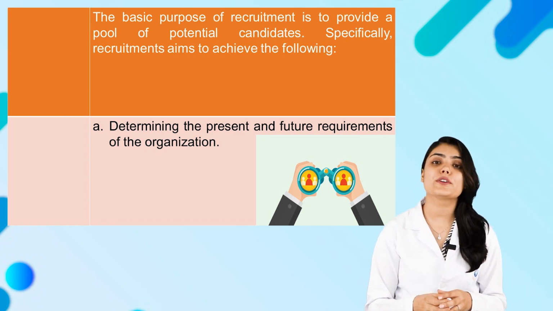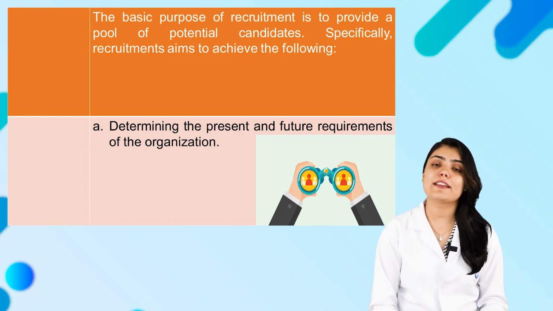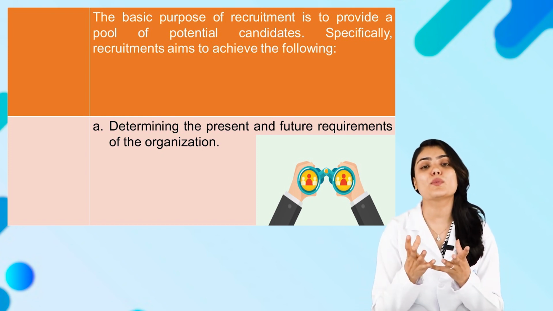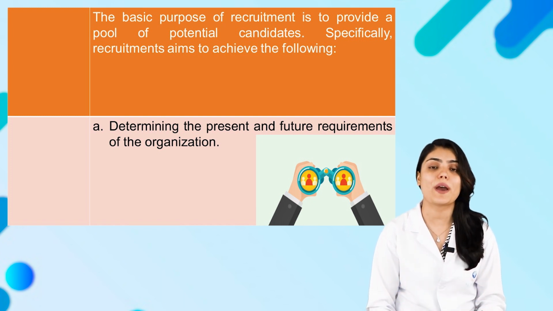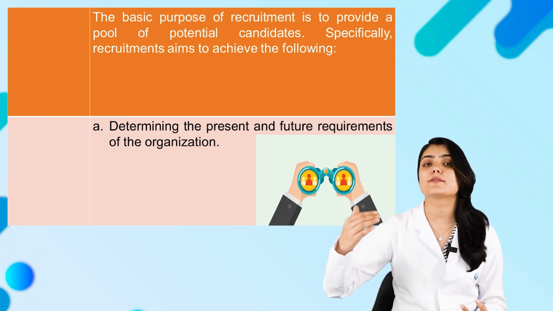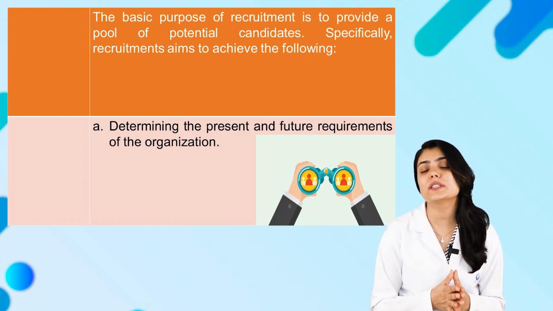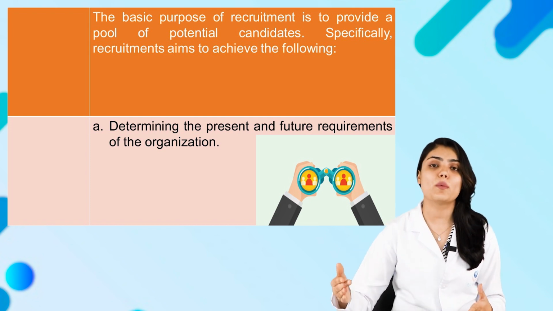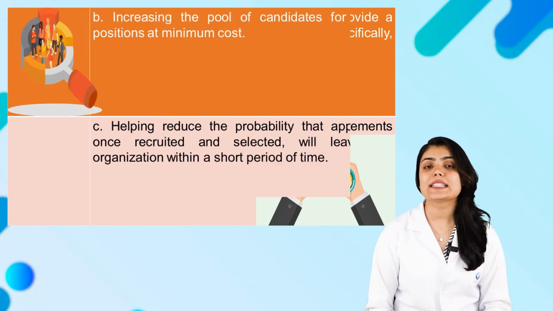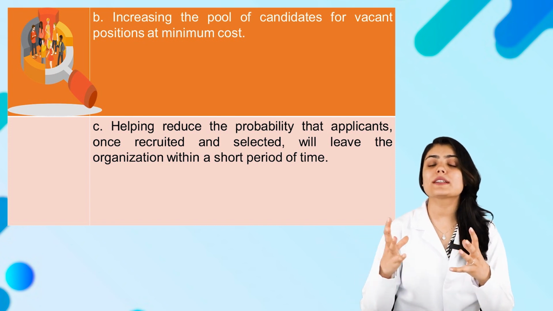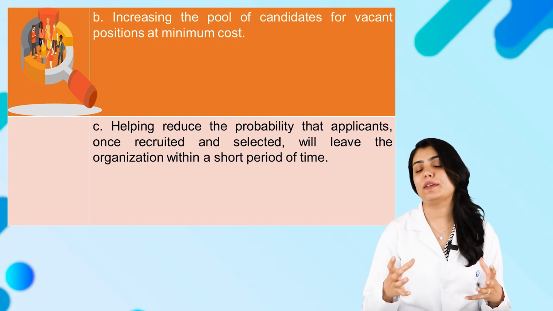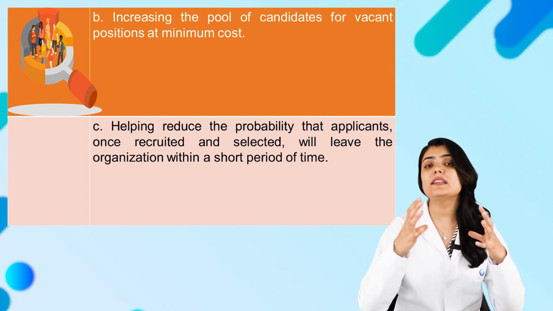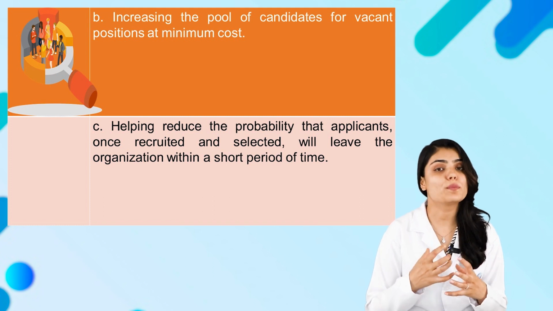The very first purpose of recruitment is determining the present and future requirements of the organization. Every organization will have human resource requirements in the present as well as for the future. Therefore, one of the main purposes of recruitment is to determine the present as well as future requirements of the organization. The second aim of recruitment is to attract a number of candidates at a minimum cost. At a minimum cost, the organization tries to attract many candidates for the required post.